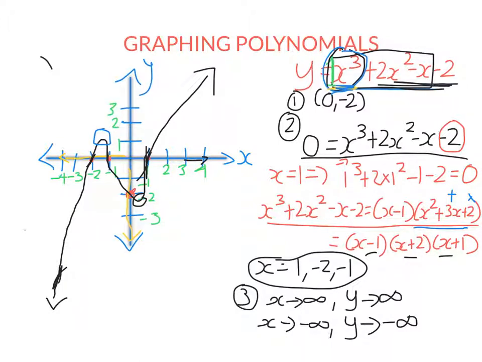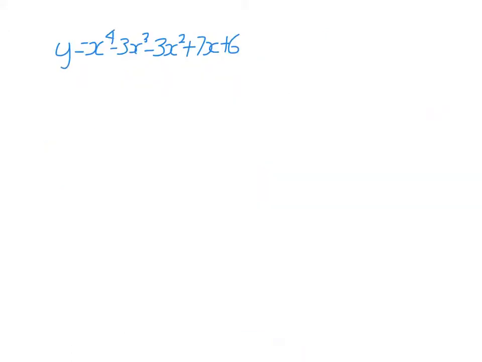So let's now go ahead and we're going to do an example of a quartic. So we're now going to graph this equation here, y equals x to the power of 4 minus 3x cubed minus 3x squared plus 7x plus 6. So we start by finding the y-intercept. That's really easy. The constant term is just 6, so the y-intercept is (0, 6).